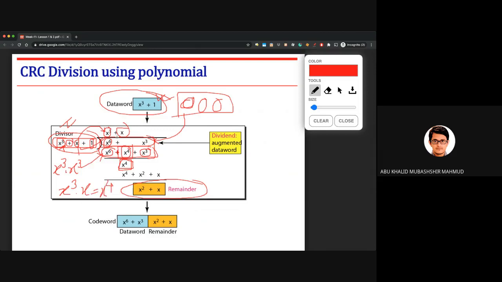So we multiply x with the total divisor and we get this term right here, and in turn we get this x square and x as the remainder, and therefore we get this total code word right here, the x to the power 6 plus x to the power 3 plus x square plus x is the remainder that we will get. So this is all about the division. I hope you get that.